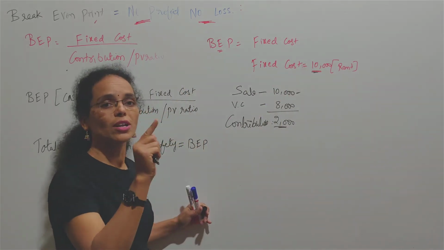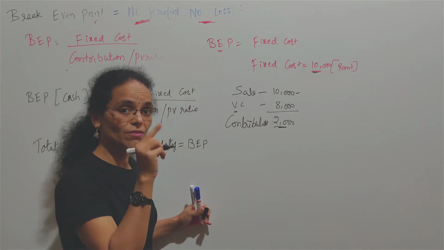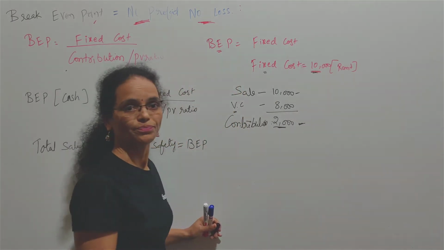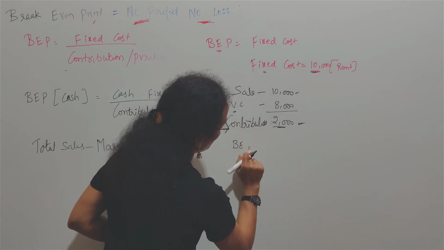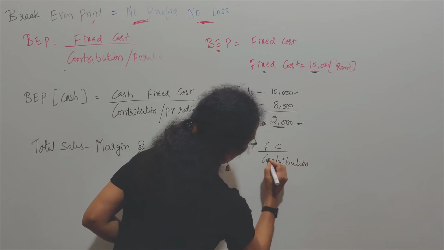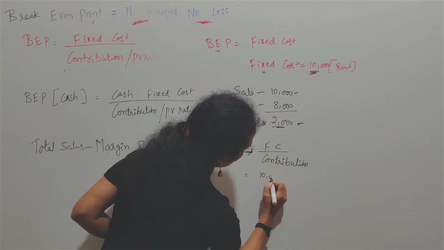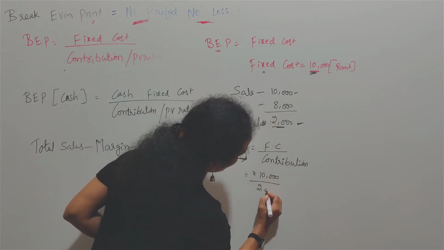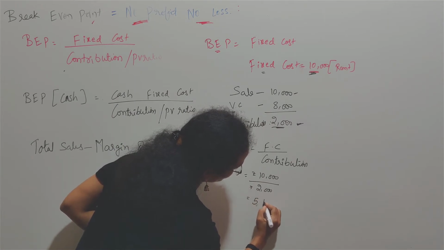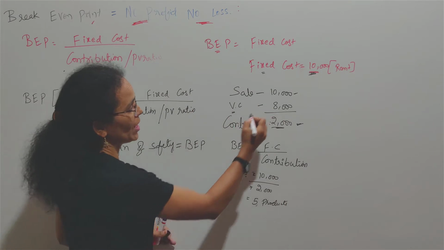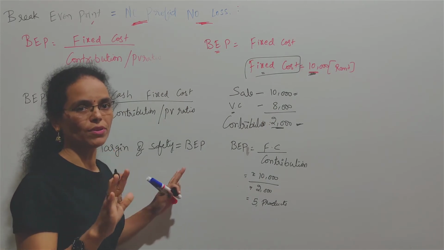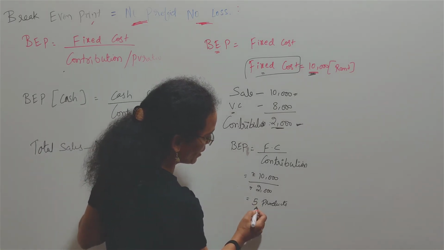To run this entire business, you will be incurring some fixed cost. Here you have taken into consideration only the variable portion, but fixed cost is again there, 10,000 rupees. So that 10,000 rupees you need to recover from this contribution, right? So I can say break-even point equals fixed cost divided by contribution. Fixed cost is 10,000 rupees and contribution is 2,000 rupees. It means if we are able to sell 5 pens in the market, then we are able to recover our fixed cost. Means we are getting nothing as profit and losing nothing as loss. Our break-even point is 5 units.